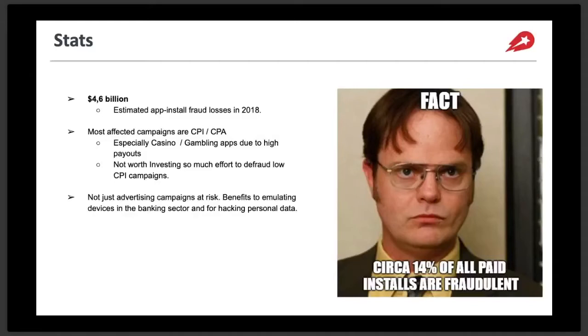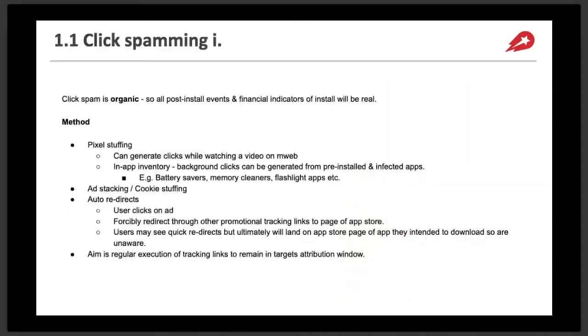So just a few stats: 4.6 billion, a pretty conservative estimate of app install fraud losses, 2018. You're most at risk if you run CPI or CPA campaigns. We find that especially casino or gambling apps are highly targeted due to the high CPIs. If you're paying above $10 per install, you're a good target. It's not so much worth targeting the low CPI installs. Obviously, fraud covers banking and stuff. I'm just talking about advertising here today.